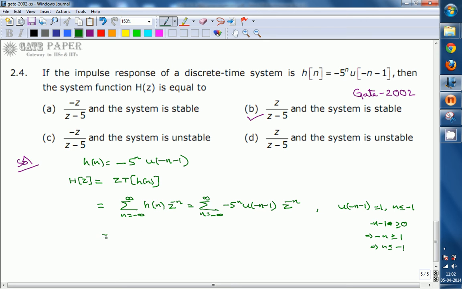So substituting here, we get summation n equals minus infinity to minus 1 of minus 5 power n into z power minus n. Taking the minus out, this is 5 z power minus 1 whole power n. Now replacing n with minus m, then we'll get summation over m.